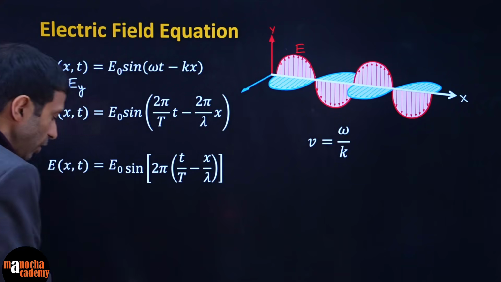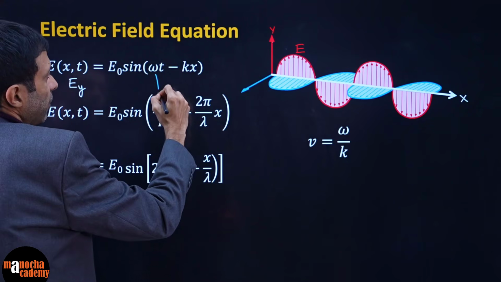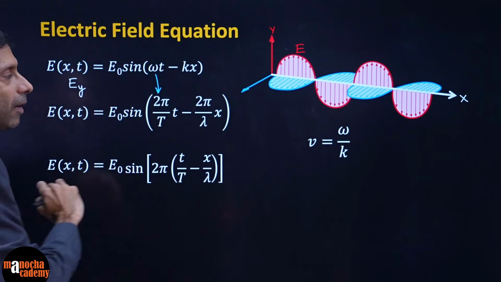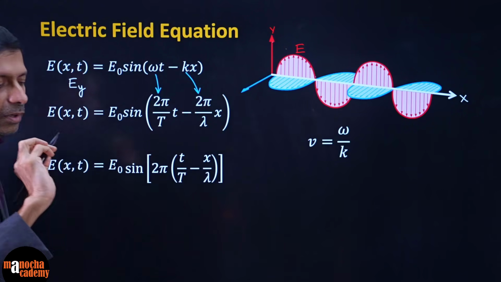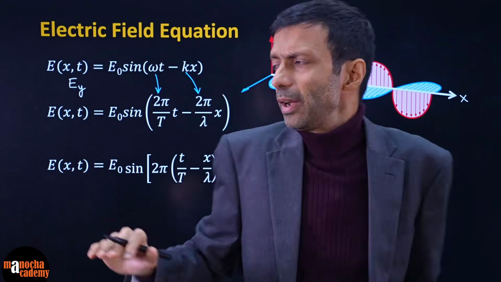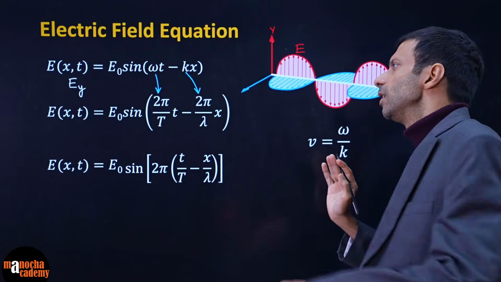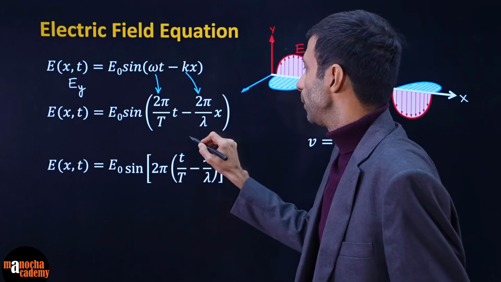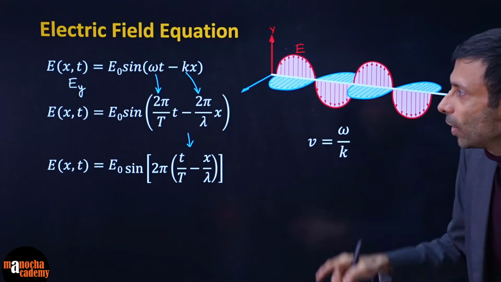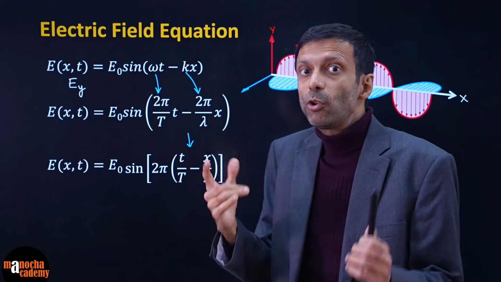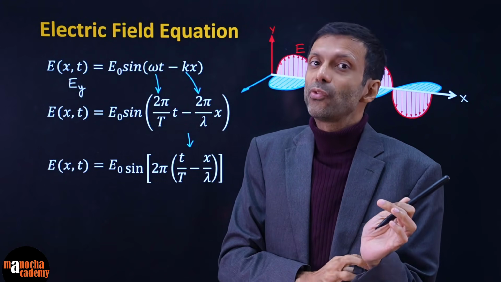Clear? Now as we discussed, omega, our angular frequency, we can replace as 2 pi by the time period. K, our propagation constant, we can replace as 2 pi by lambda, right? So just learn these formulas one by one. If you know omega, it's just a simple replacement. Then again you can take 2 pi common here and it becomes nice and beautiful like this. Clear? So this is once again the equation of the electric field.